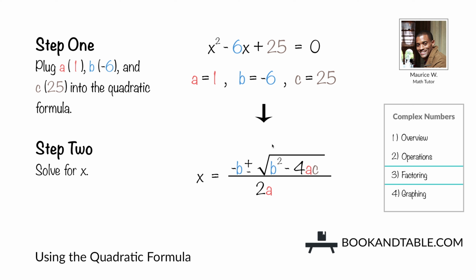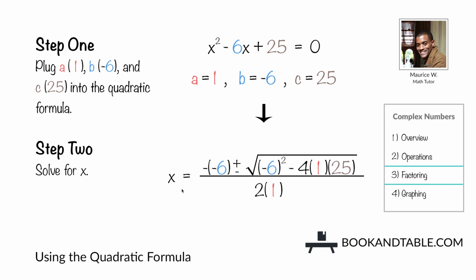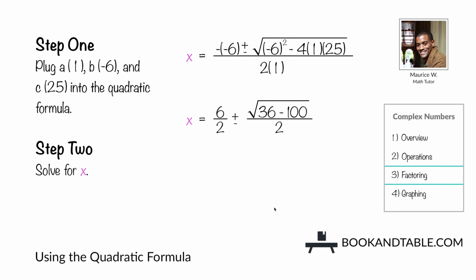So when we plug a, b, and c into the quadratic formula here, we get x is equal to negative 1 times negative 6 plus or minus the square root of negative 6 squared minus 4 times 1 times 25, divided by 2 times 1. And now we can simplify this to solve for x. Negative 1 times negative 6 is equal to positive 6, divided by 2 times 1, which is 2, plus or minus the square root of negative 6 squared, which is 36, minus 4 times 1 times 25, which is 100, divided by 2 times 1, which is 2. Remember, when you split up the fraction, the denominator stays with both.